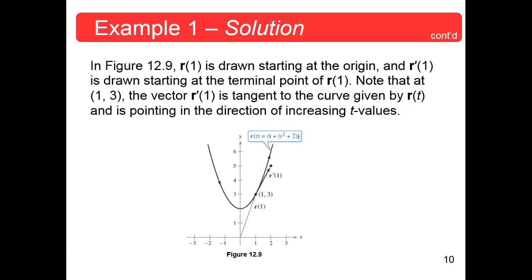Okay. R of 1 is drawn starting from the origin to the position that it's going to be at t equal 1, and R prime is drawn with its initial point at the value where R ends, and then it takes off in the direction that it does. It's tangent to the curve given by R of t, pointing in the direction of increasing t values. Remember, your arrow was this way, that way? No. So that was pointing that way. All right. That's example 1.